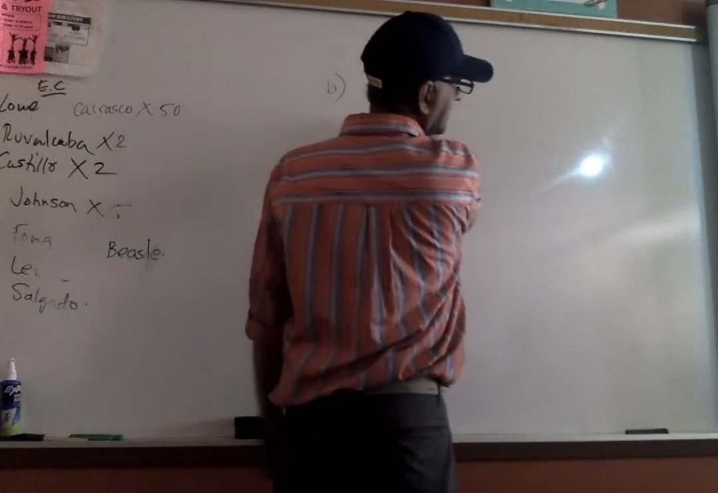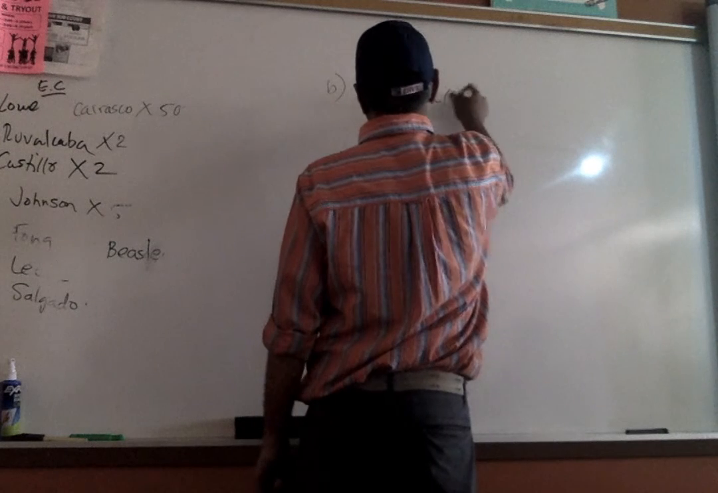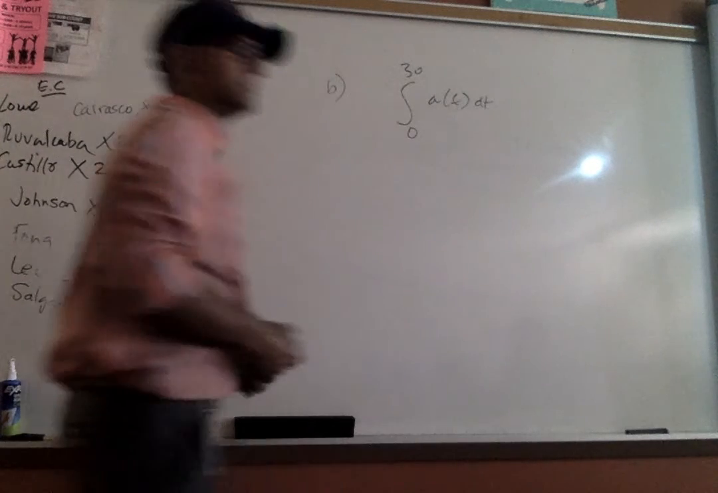Okay, B says, interpret the meaning of this: integral from 0 to 30 of A prime of t. Okay, copy that down.